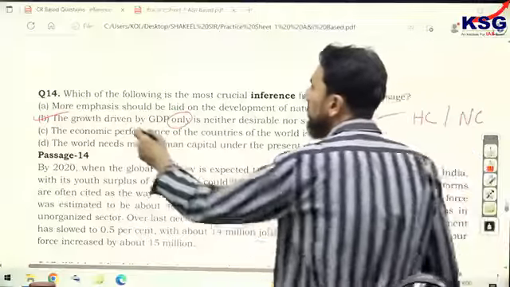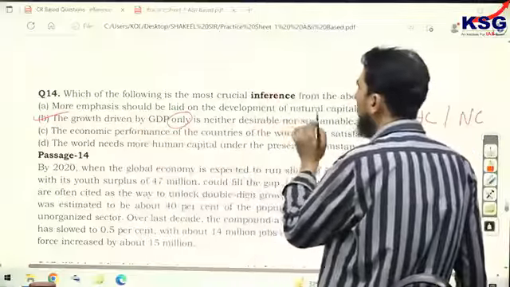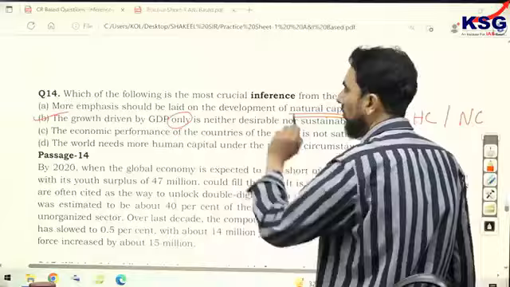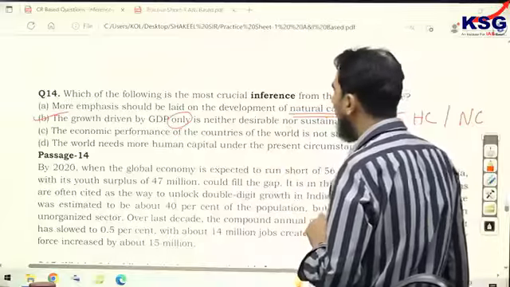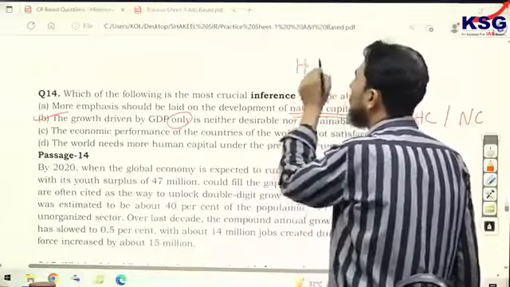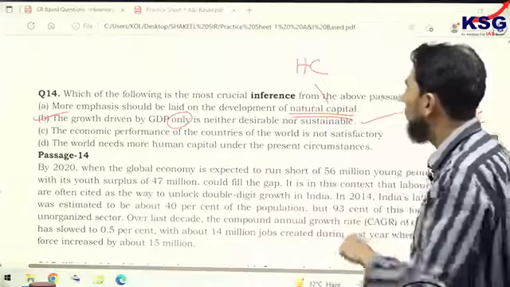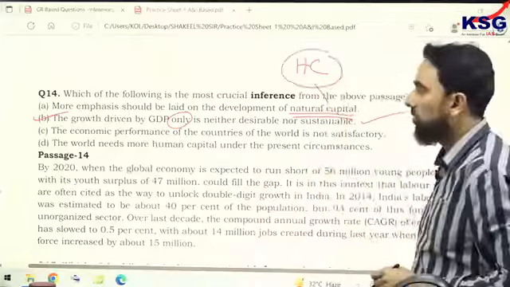Now, option A says more emphasis should be laid on the development of natural capital. Fine. Okay, we cannot dismiss it, it is not anti-inference. However, human capital is also mentioned that is shrinking. So it is not included in this point.